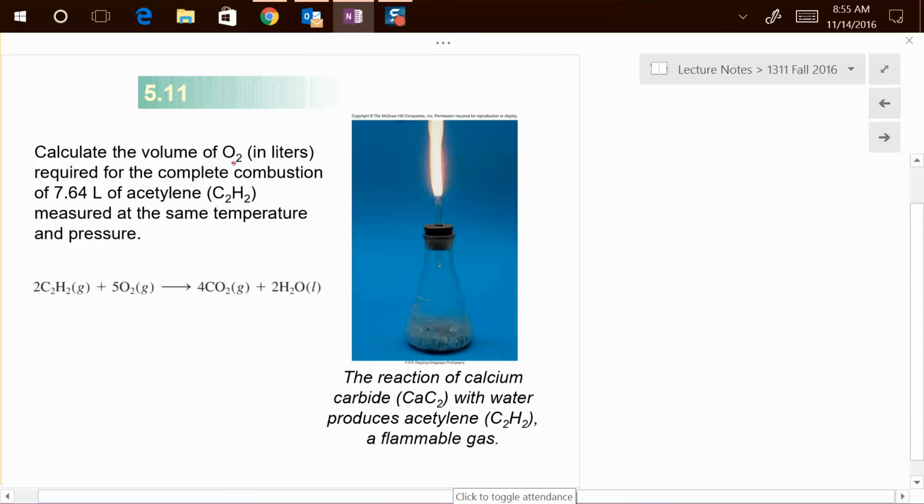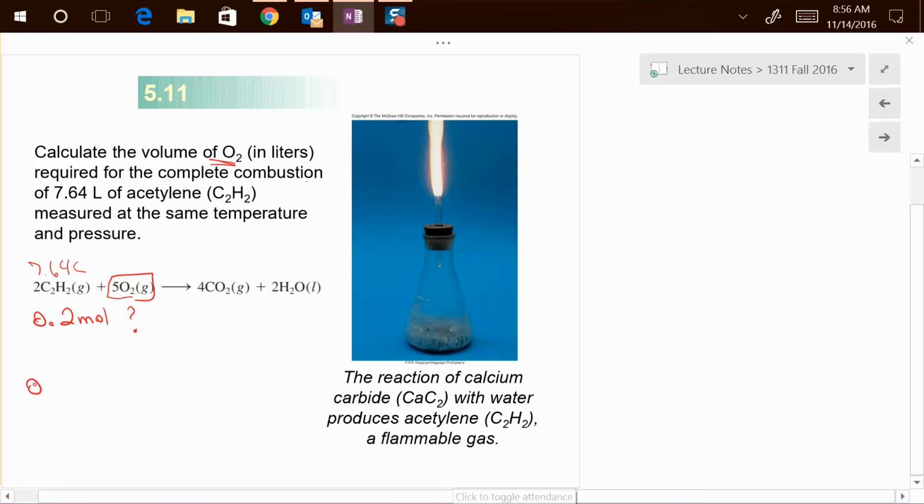So, calculate the volume of O2 required for the complete combustion. We want to know what is the volume of O2 that is needed for the complete combustion of 7.64 liters of acetylene. How would I figure this out if it was moles? What if I said you had 0.2 moles of acetylene? How many moles of O2 would react with it?